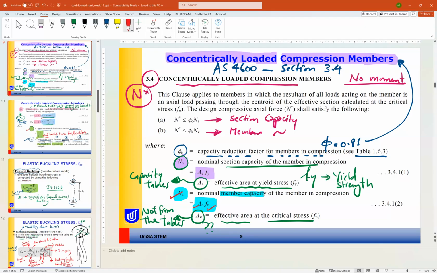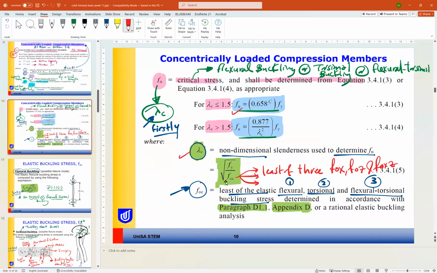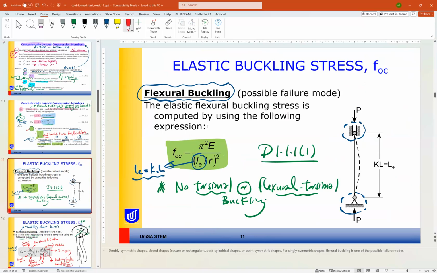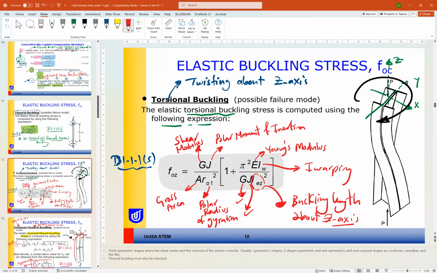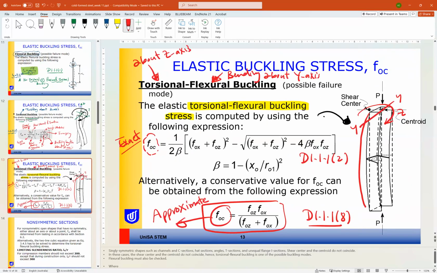So our problem or our effort in designing the concentrically loaded member will be the value of Fn, because we will need to find FOC. FOC has three cases. The three cases are flexural buckling, torsional buckling, and torsional flexural buckling. Okay, do you have any question up to here, guys, for this one?